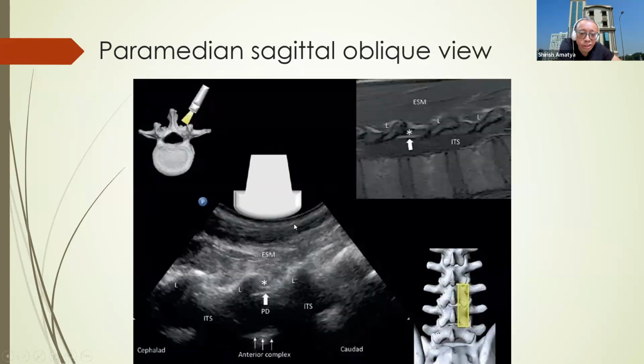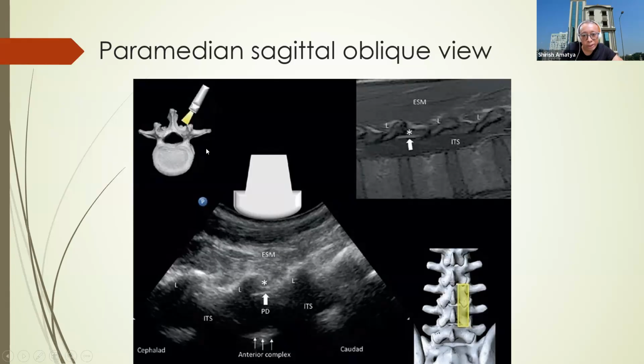So if we just tilt the probe more medially in the same view, we can see the lamina of the spine. This is the horse head sign, and between the 2 horse head sign bony structures, we can see this is the window through which we can see anterior dural complex. We can also see posterior dural complex. We can see epidural space and the ligamentum flavum, which is marked with the asterisk.